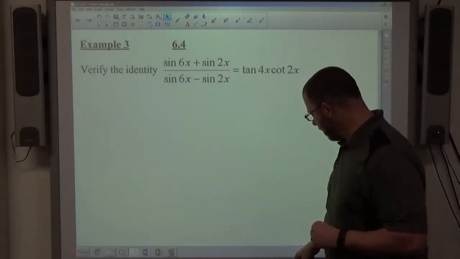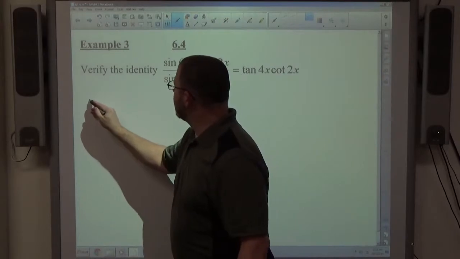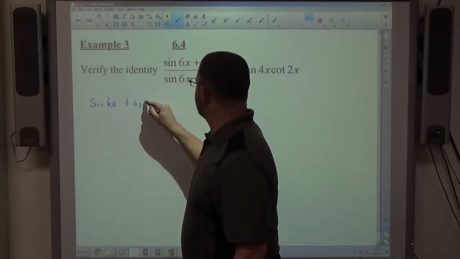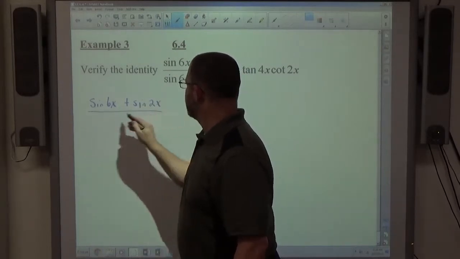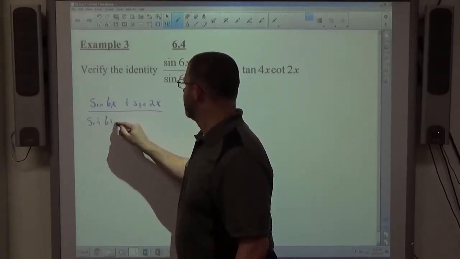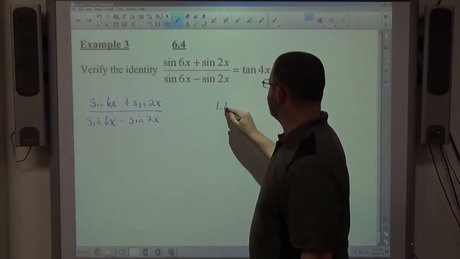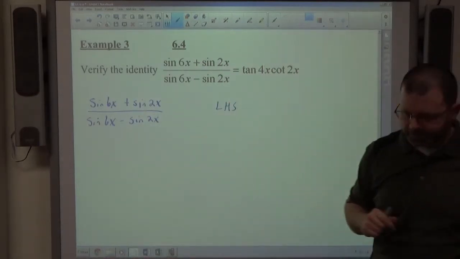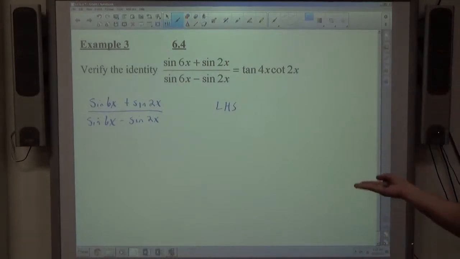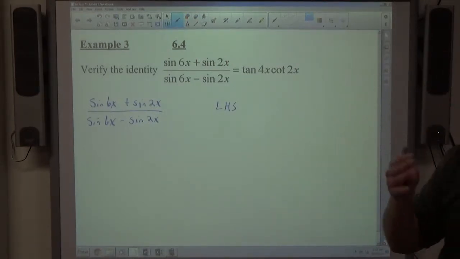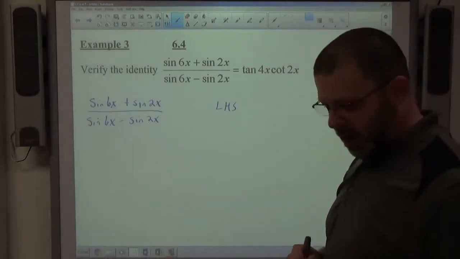So I'll probably start with the left-hand side here. So I've got sine of 6x plus sine of 2x over sine of 6x minus sine of 2x. And that's the left-hand side. So we'll start there. Okay. I'm noticing on top a sum, on the bottom a difference, and I'm trying to get a product, so sum to product identities are in my head.